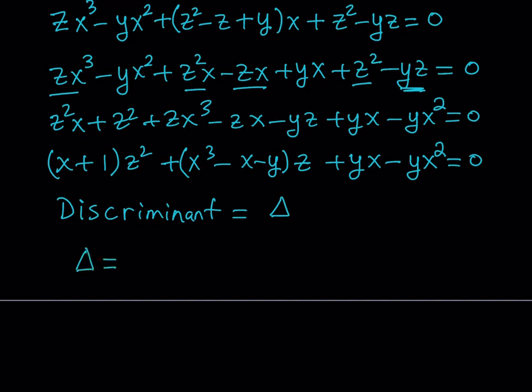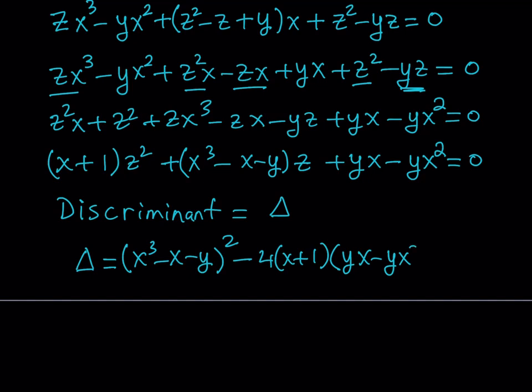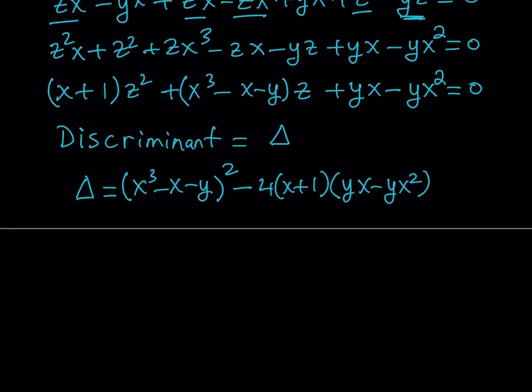Okay, what is delta? B squared, right? B squared. And notice that when we say B, we're talking about the coefficient of Z here. So it's just the coefficient, okay? B squared minus 4AC, 4 times x plus 1 times C, which is yx minus yx squared. Obviously, even though this is going to be a little messy, I need to expand it and just simplify as much as I can, okay? Let's see what this turns into.